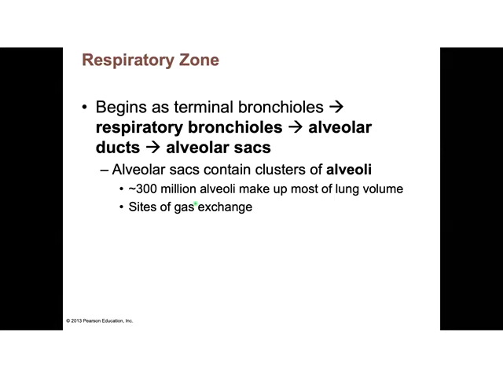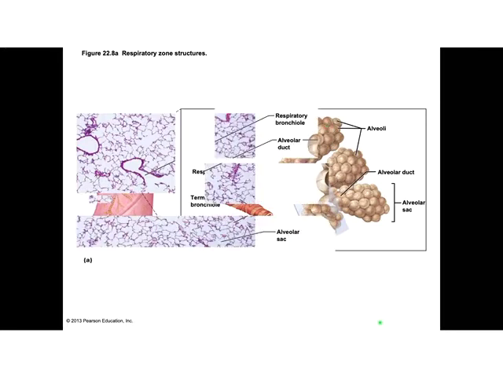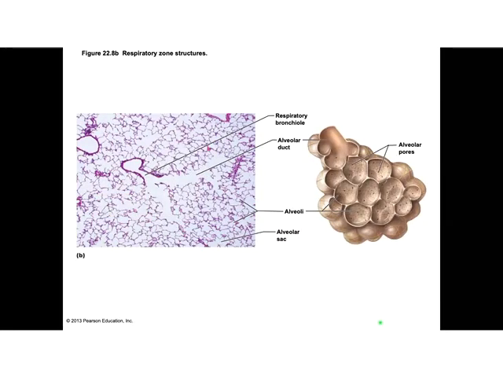300 million alveoli make up most lung volume, and that's where the gas exchange happens, and you can see the structures here, right? There's respiratory bronchiole, terminal bronchiole, okay? Alveolar duct, okay? Alveolar sac, right? And alveoli, okay? And if we look at it in a micrograph, you can see the structures here, okay? Notice how delicate they are and how much surface area you have for gas exchange. If you were to pick up lung tissue that had been preserved, you would swear that it was packing material. It has the consistency of styrofoam, okay?